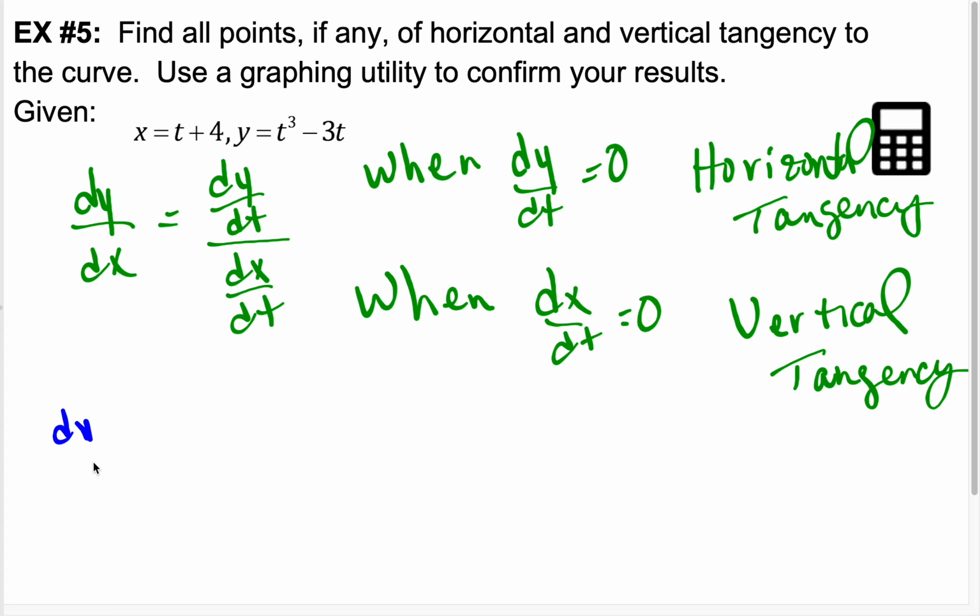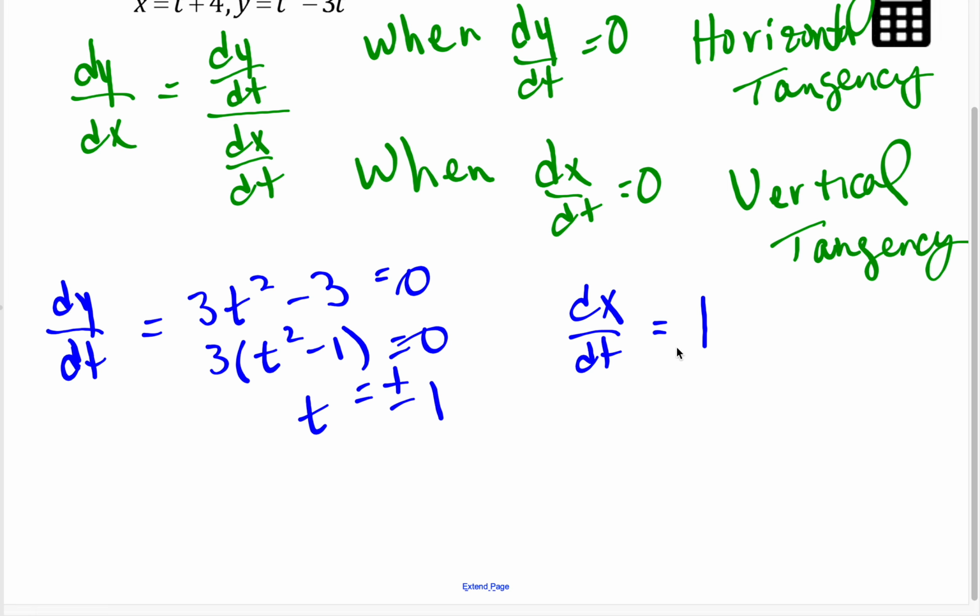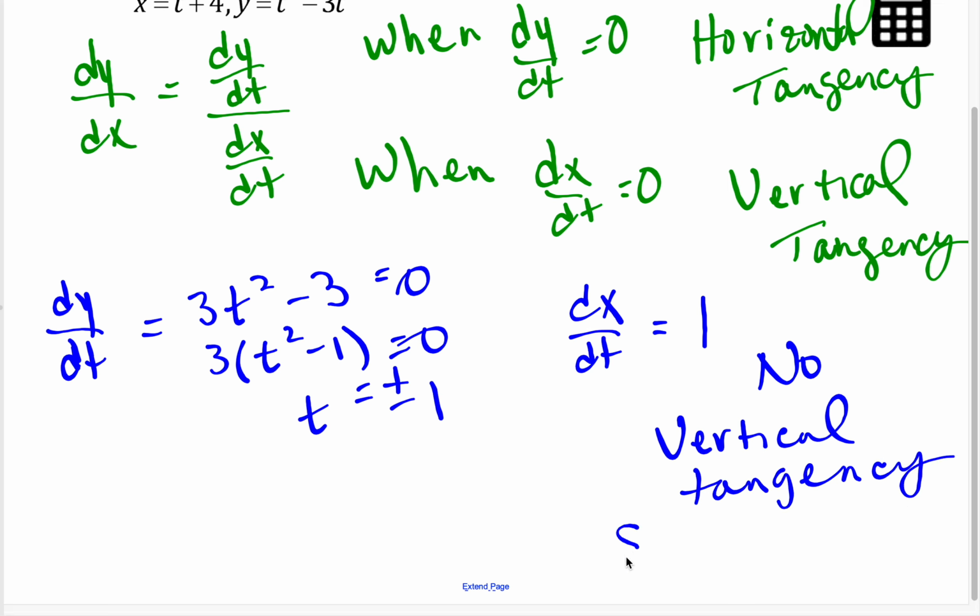We have dy/dt is going to be 3t squared minus 3. Factor out a 3. We get this. We're going to obviously set it equal to 0. So t is going to be plus or minus 1. dx/dt is 1. Oh, okay. Well, there's going to be no vertical tangency since dx/dt will never equal 0. So now let's go back and focus on our horizontal tangencies.